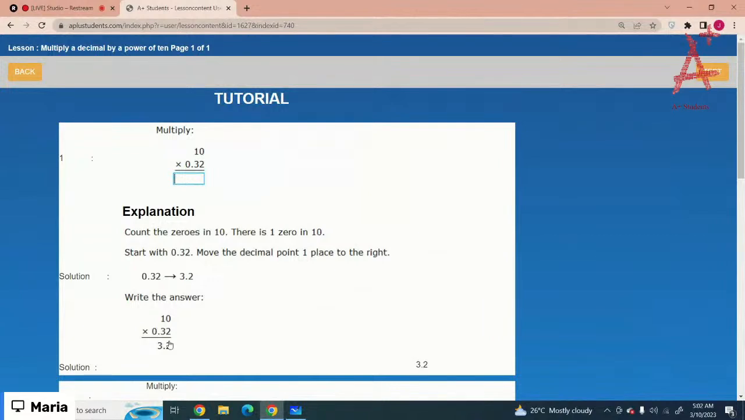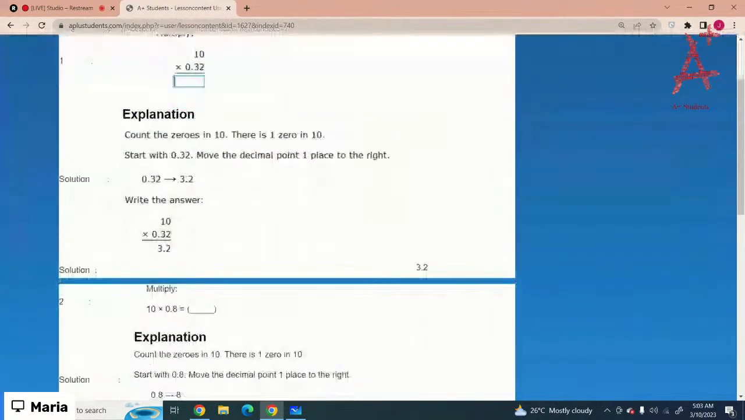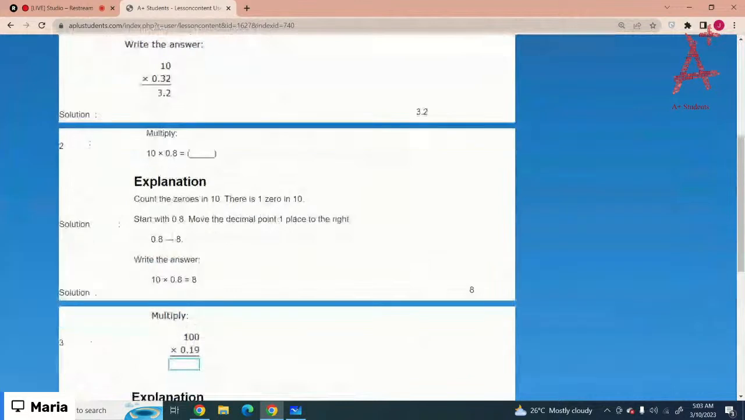Okay, let's start with the first one. You have to multiply 0.32 times 10. So basically you have to count the number of zeros in the multiplier. You are going to multiply with 10, so you have just one zero in the 10. That means you have to move the decimal place one place right. So it would be 3.2. Basically, when multiplying with powers of 10, you don't have to actually multiply, you just have to move the decimal point.